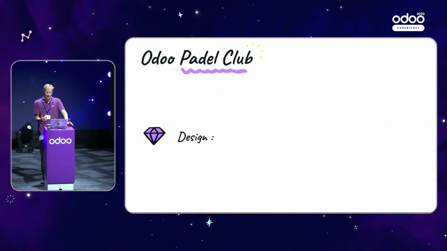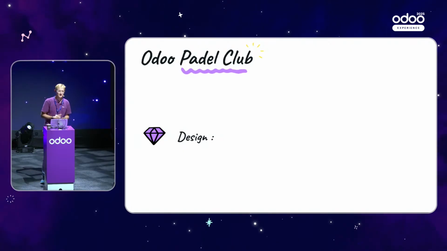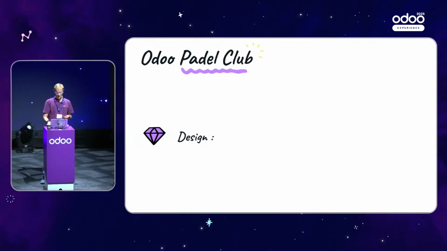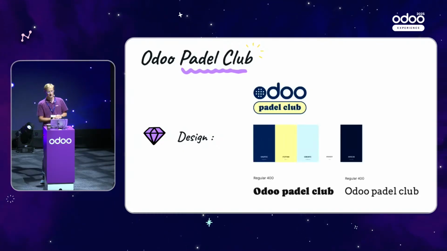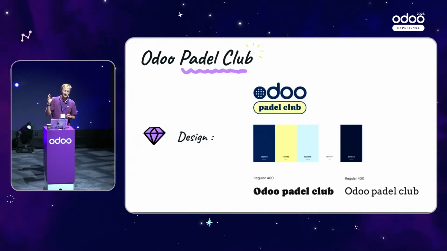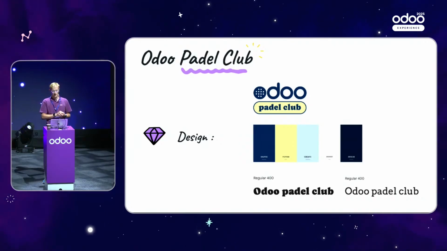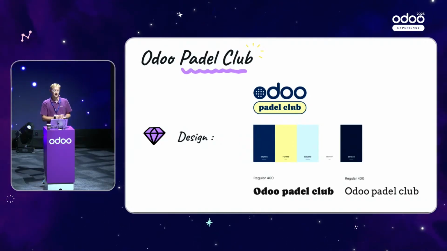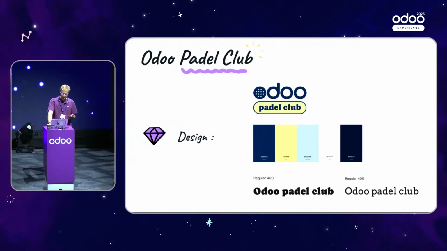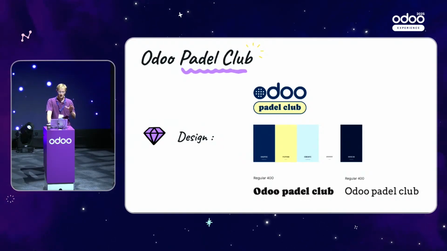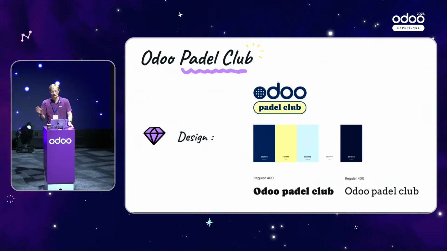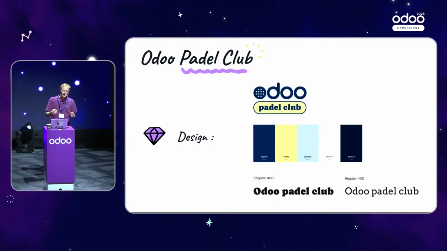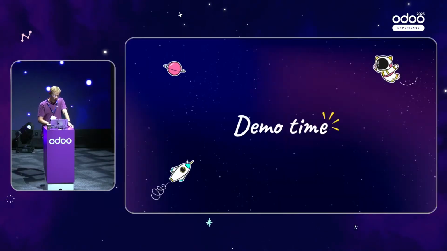For the design, when you build a new website, you need to already have a good identity before designing the page. So this is what I came up with for the Odoo Paddle Club. You need to have at least one logo, some colors. Here it's good because I match the colors from the logo. And finally, a font pairing. Here we use a font for the title and a font for the paragraph. Now that I have everything defined, let's jump right into Odoo.